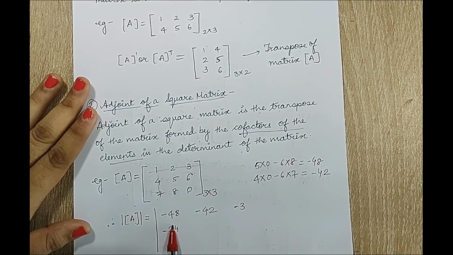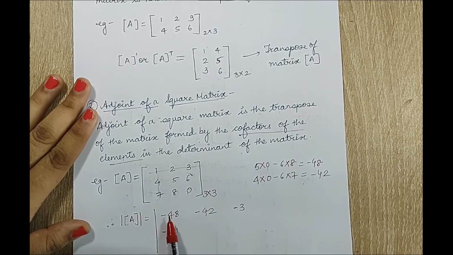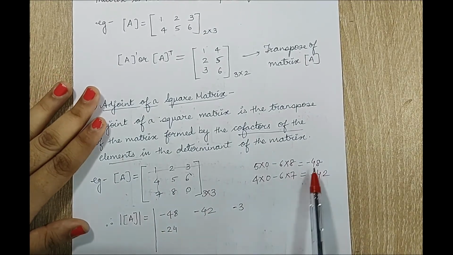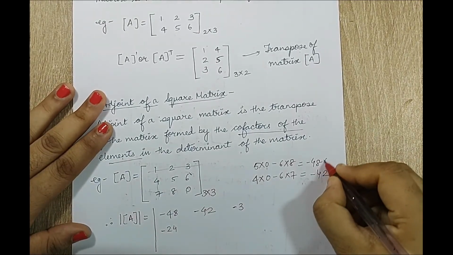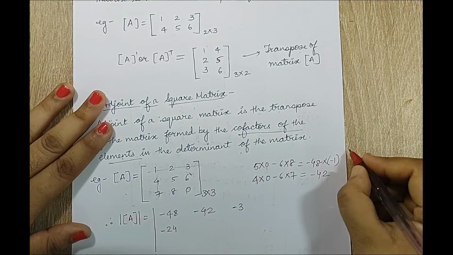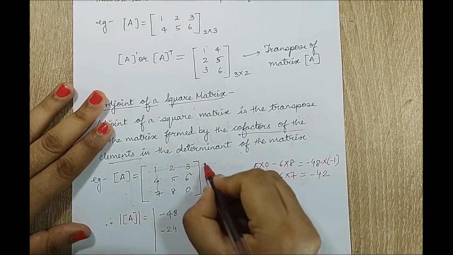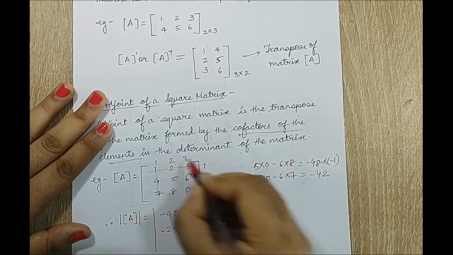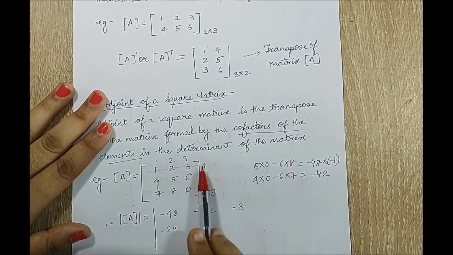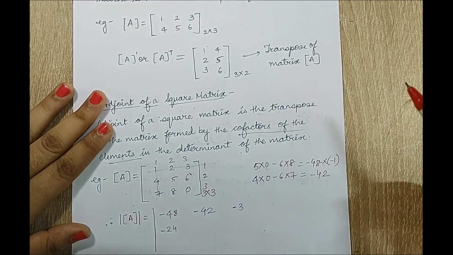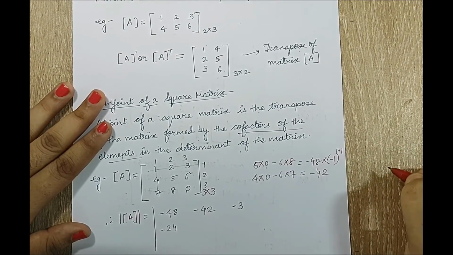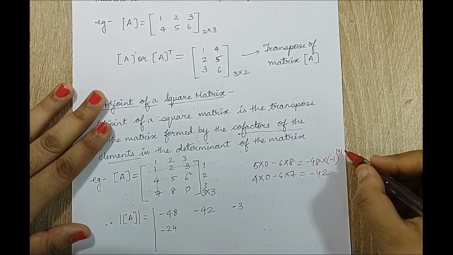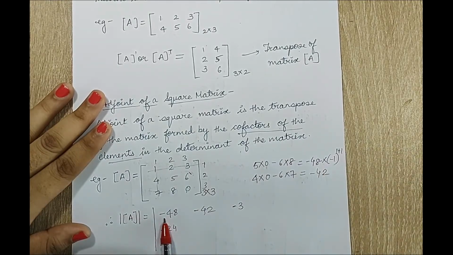This entire matrix will be cofactors of each element. Now apart from writing these values over here, you also have to multiply with minus 1 raised to the summation of the row and the column in which it is present. For example, if it is in the first row, first column, it will be minus 1 raised to 1 plus 1. 1 plus 1 is 2. So minus 1 square will be 1. So I leave it as minus.